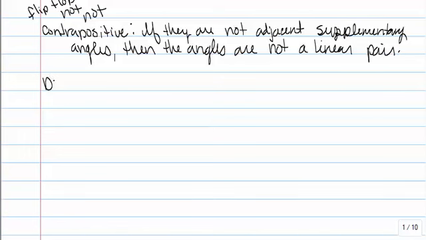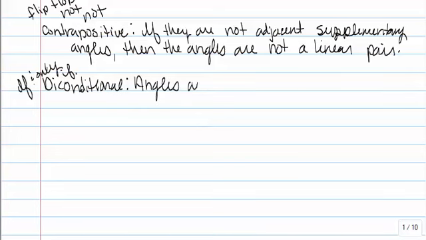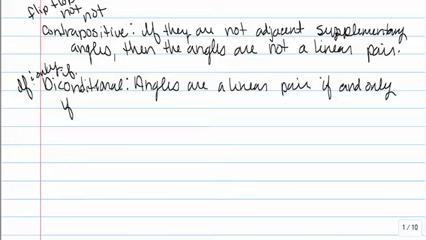And then the biconditional, it uses if and only if. So, it would be the angles are a linear pair, if and only if they are adjacent supplementary angles.